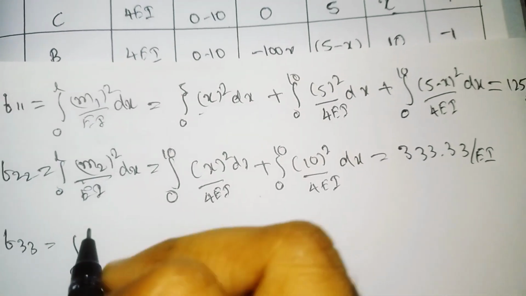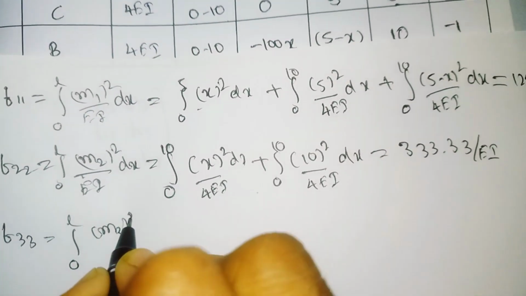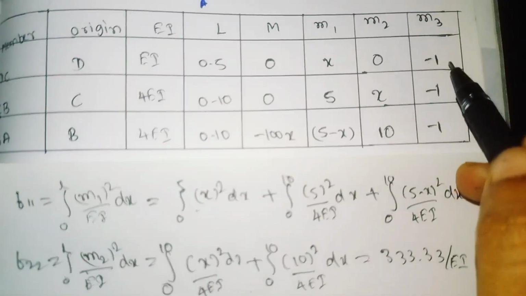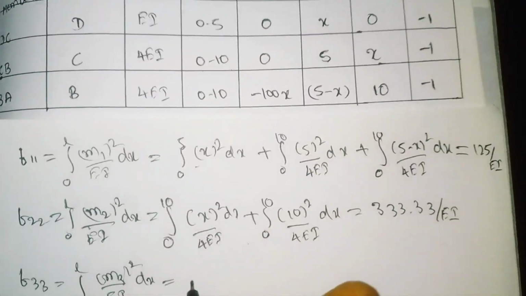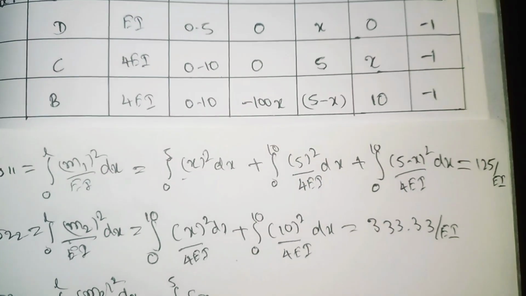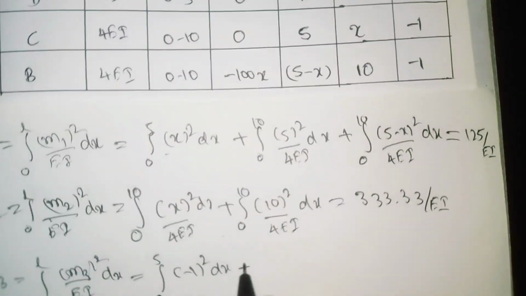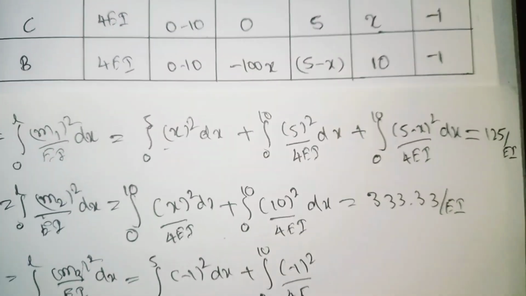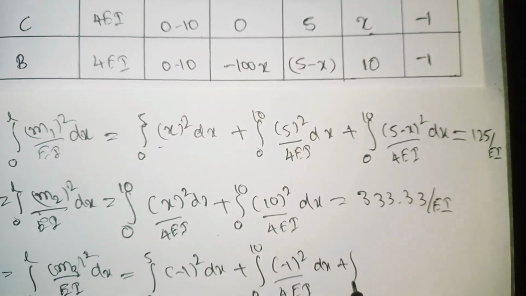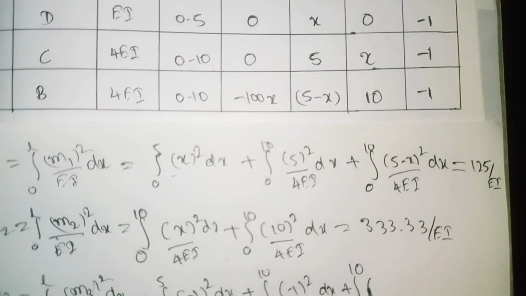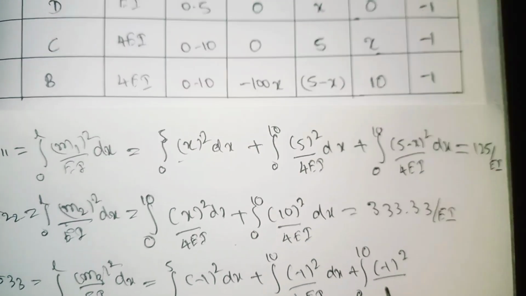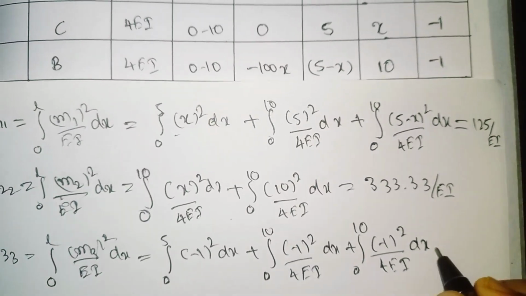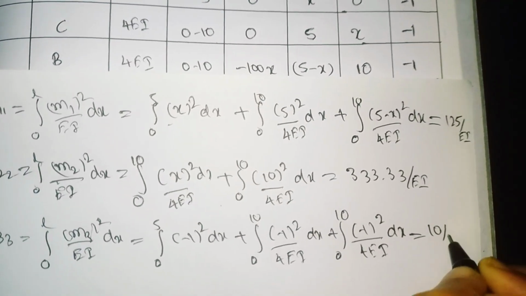Similarly for F33, integration of 0 to L of m3 square divided by EI into dx. For m3, all the values are -1, -1, -1. So integration of 0 to 5 of -1 square dx, plus integration of 0 to 10 of -1 whole square divided by 4 EI into dx, plus integration of 0 to 10 of -1 square divided by 4 EI into dx. Now solve it. It will come out as 10 divided by EI.